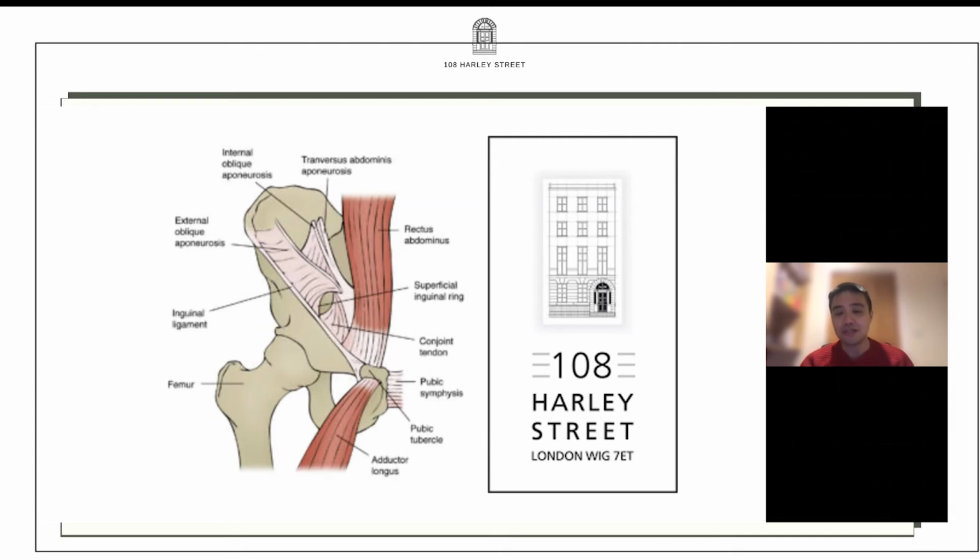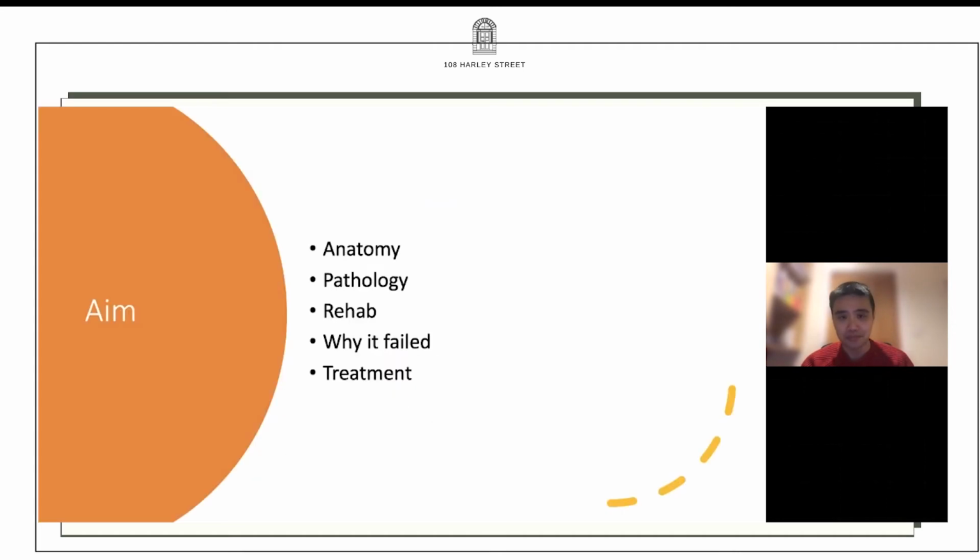This is the anatomy, just a quick revision: we've got the inguinal ligament that attaches here, and also the abdominal muscles here and the leg muscles from the bottom up. Hence, as an orthopedic surgeon, that's how I get involved from the leg muscle side. So today we're going to talk about the anatomy, the pathophysiology, the pathology, how we usually treat them and how we should rehab them, and how the traditional rehab and traditional treatment has not been great and how they have failed. I would also like to talk about how we treat them slightly differently in 108.